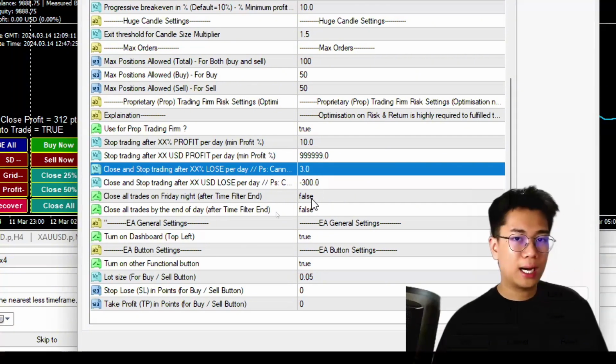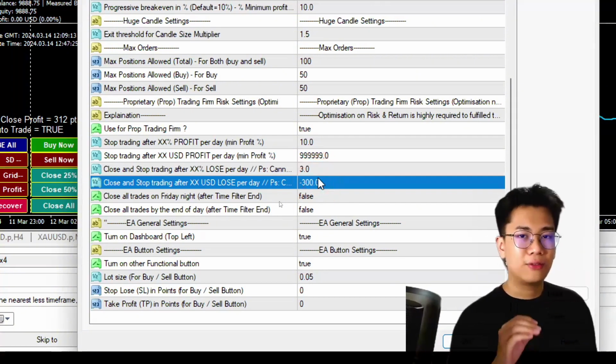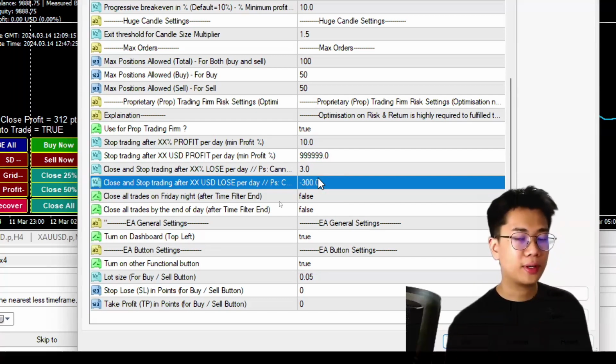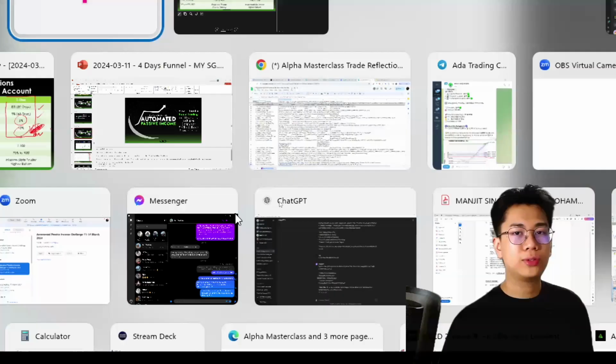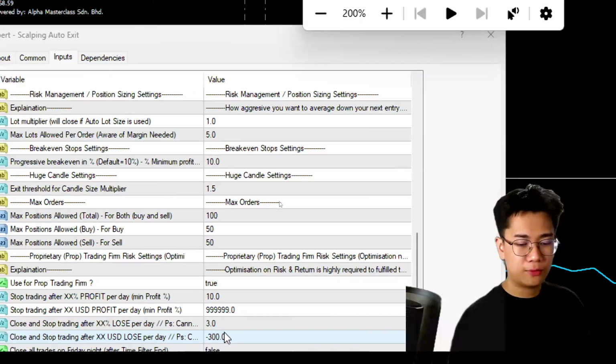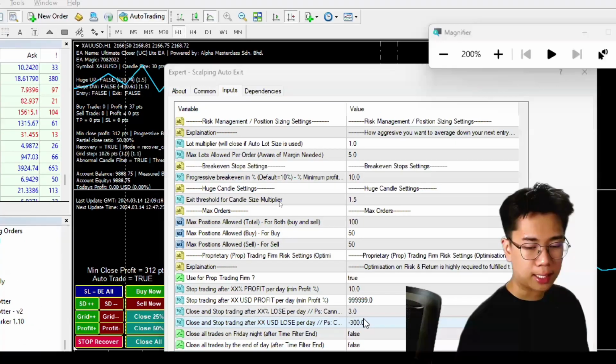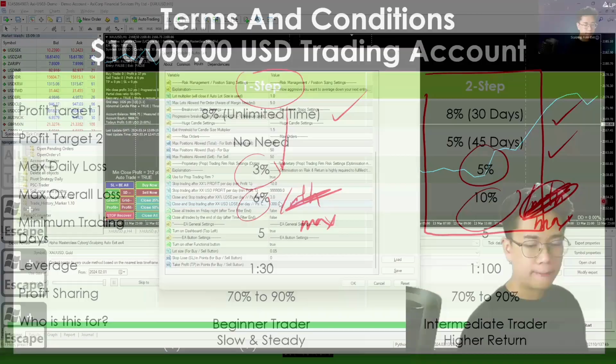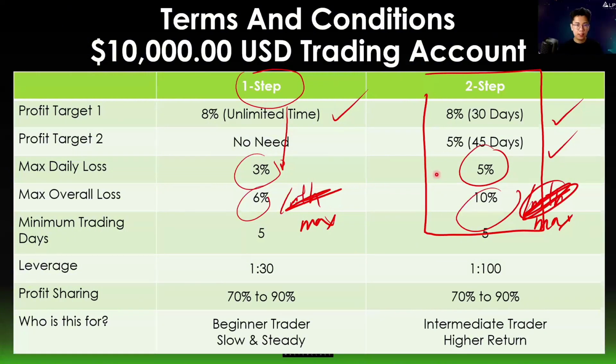The setting that I give to you guys is for 2-step. If you are choosing for this 2-step account, then you are going to set a daily drawdown of 3% and then maximum of $300. That gives you more tolerance. What if the market suddenly goes for slippage, other costs add up to more than 3%, right? So that gives you more tolerance.